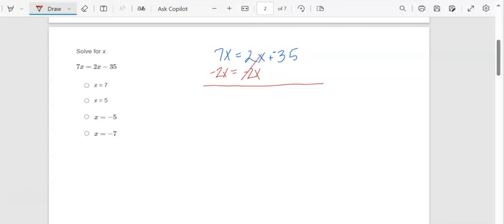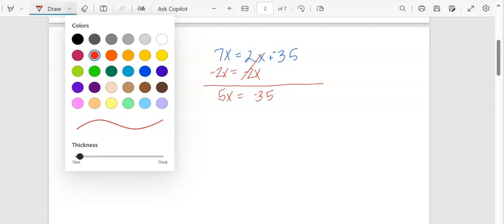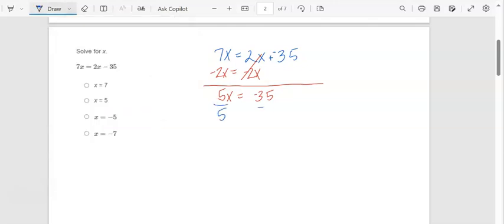This cancels. Then 7x minus 2x is 5x. And then I have the negative 35. That shows multiplication. The opposite is to divide. So then x is equal to negative 35 divided by 5, which is negative 7.